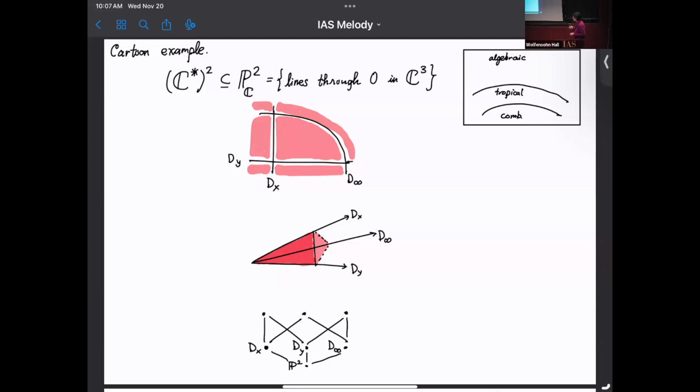Here is a poset of boundary strata. Notice the inclusion reversing nature of this poset. The divisors, dx, dy, and the line at infinity, d infinity, are at level 1, I guess, of this poset. Below, you have the 0-fold intersection of the divisors. Here you have the 1-fold intersections. And here you have the double intersections, which are exactly the 3 points, each point contained in 2 divisors. Is this poset picture clear?